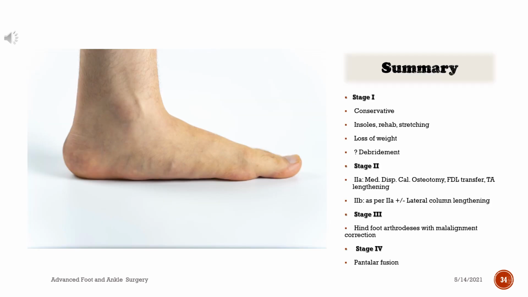Summary. Stage 1, conservative: insoles, rehab, stretching, loss of weight, debridement. Stage 2A: medial displacement calcaneal osteotomy, flexor digitorum longus transfer, tibialis anterior lengthening. Stage 2B: as per 2A plus lateral column lengthening. Stage 3: hindfoot arthrodesis with malalignment correction, or triple arthrodesis.